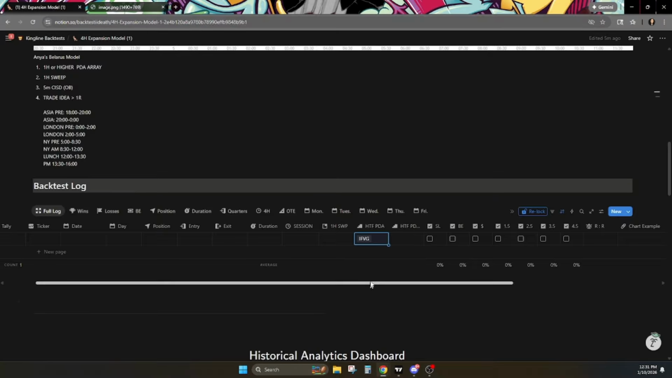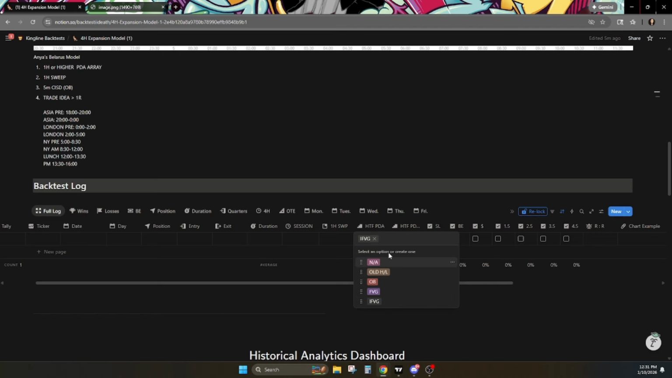Perfect. So if we're not using a PD array for whatever reason, we would say non-applicable. In the sense of, we're just seeing the sweep and we're choosing to take it because it looks good or something. We'll figure that out mechanically. But no PD array or higher time frame PD array, and then we'll do the alignment on this side.